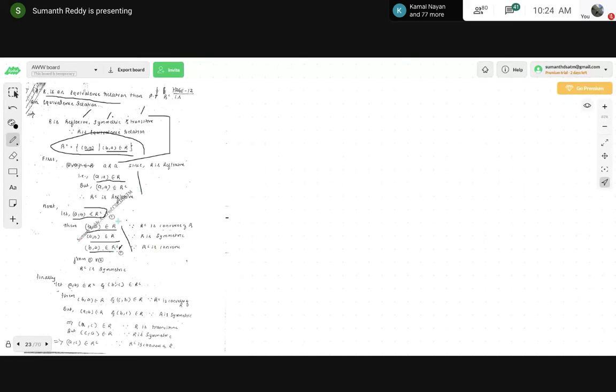So now I can conclude that R converse is symmetric. Finally, I need to conclude that it is transitive. For that, I have taken (A, B) belonging to R converse and (B, C) belonging to R converse. If (A, B) belongs to R converse, then what does R contain? (B, A). And what does R contain here? (C, B). So the final conclusion that is required for me is (A, C) belongs to R converse.